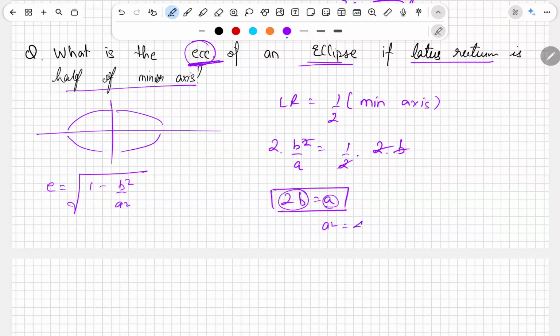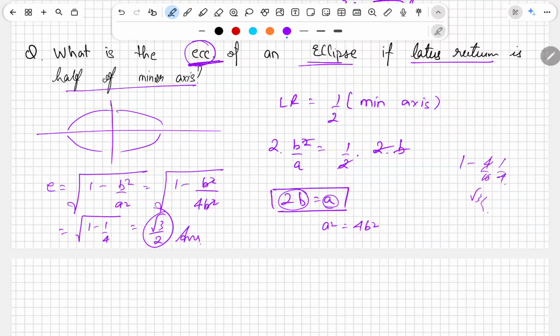So A square will be 4B square. So putting that value over here, I'll get 1 minus B square upon 4B square. B square cancels B square. I'll get under root 1 minus 1 by 4. That is root 3 by 2. So eccentricity is going to be root 3 by 2.